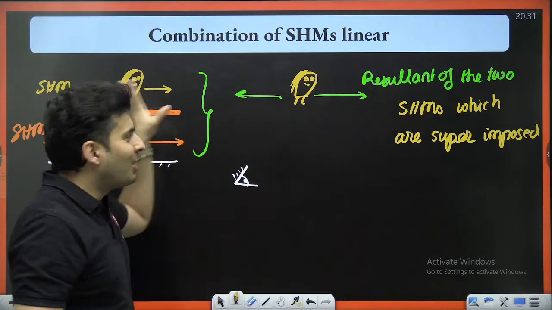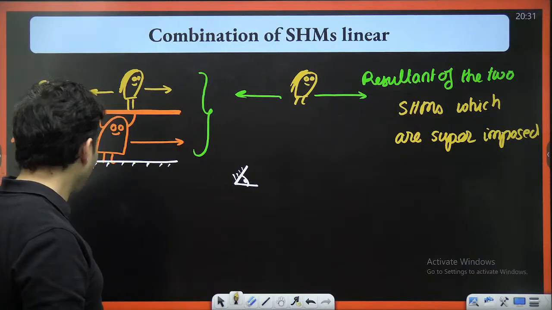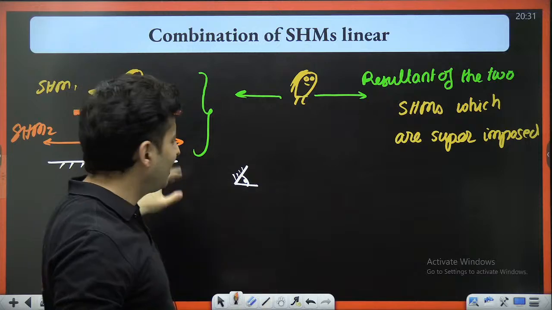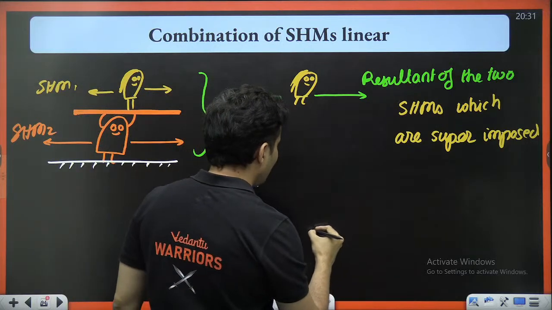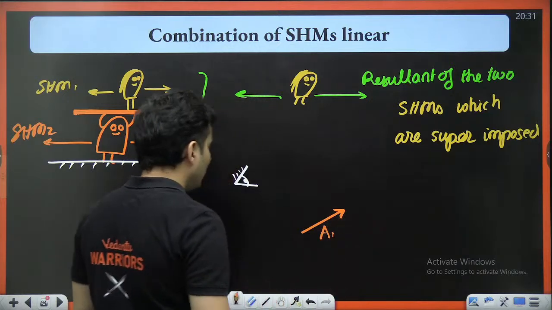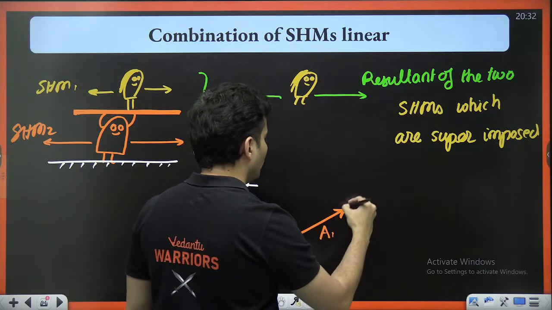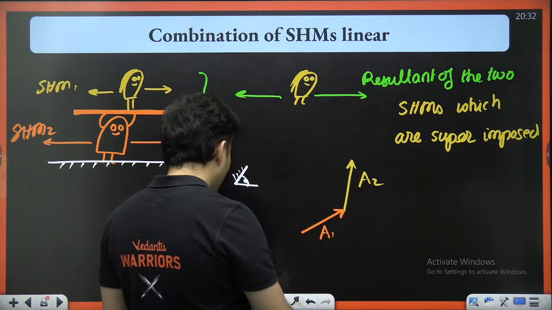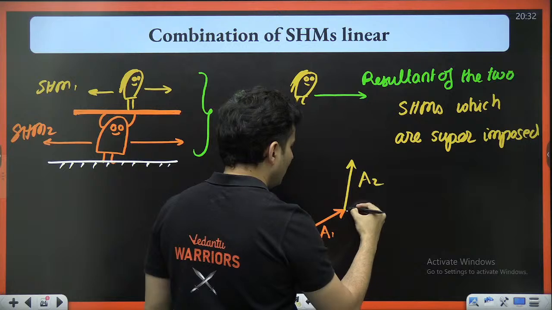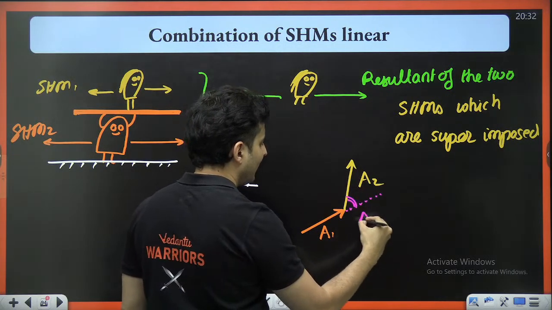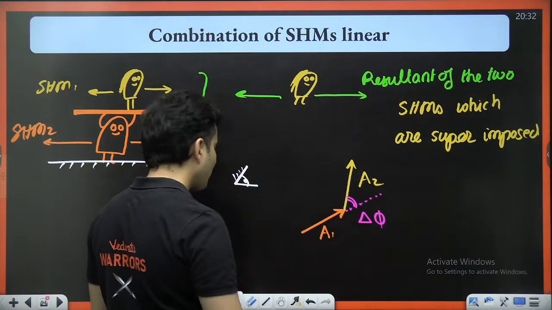So, whenever you have to add such SHMs, you know what you should do? You might be wondering, sir, what is the use of phasor diagram? It's basically for this only. You take SHM1, show that phasor 1. Take the SHM2, show the other phasor number 2. And both of them will not be in the same direction. There will be some phase difference between them.